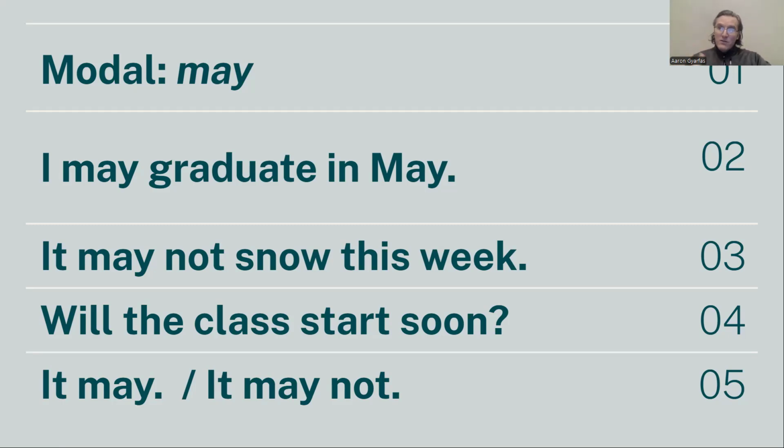Notice in the question, when we ask about future, we still use will. So will the class start soon? Again, I don't know. So the class may start soon. The class may not start soon. It may or may not. It's a modal just like will. So after the modal may, we use the base form of the verb. May graduate, may not snow. May go, may do, may have, may be.